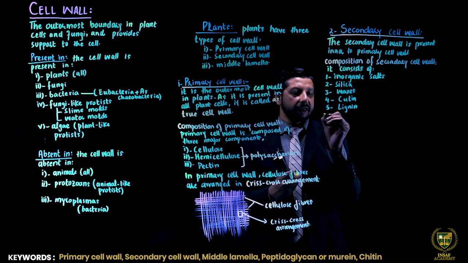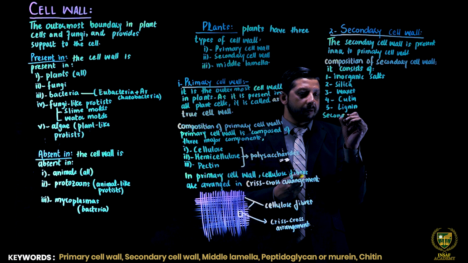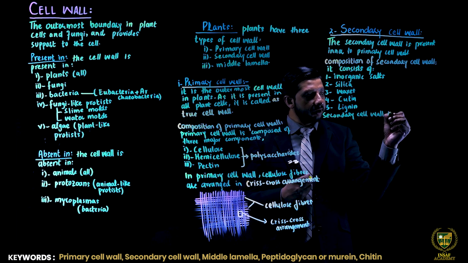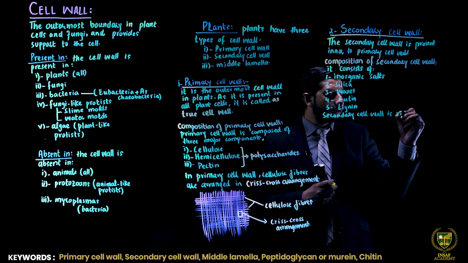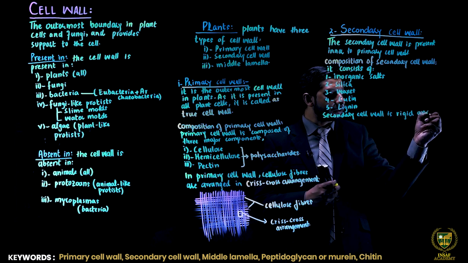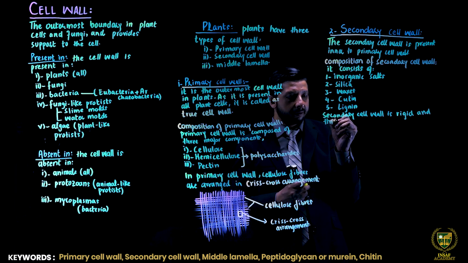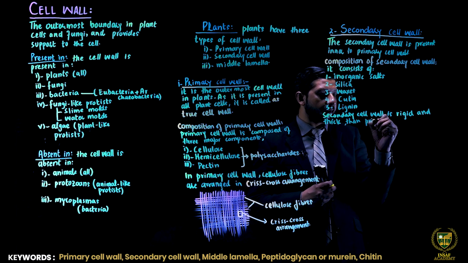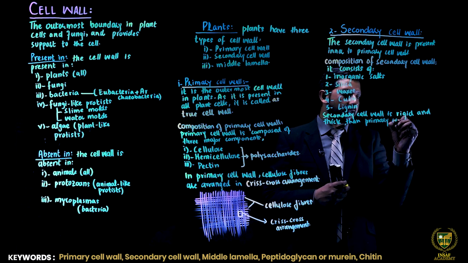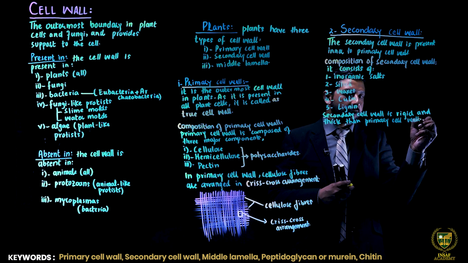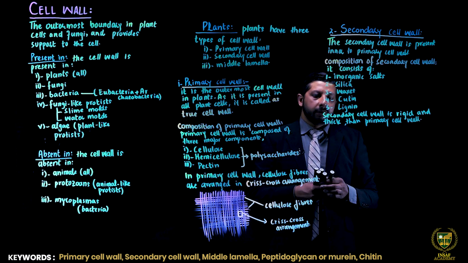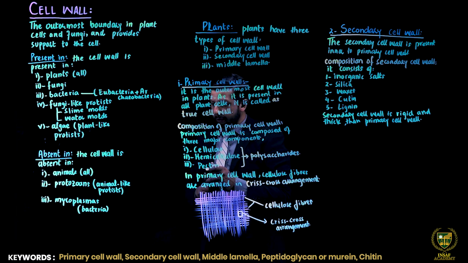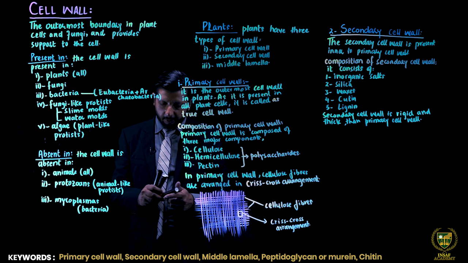So secondary cell wall is rigid and thick than primary cell wall. Clear? Now I'm going to draw a diagram first of all over here.